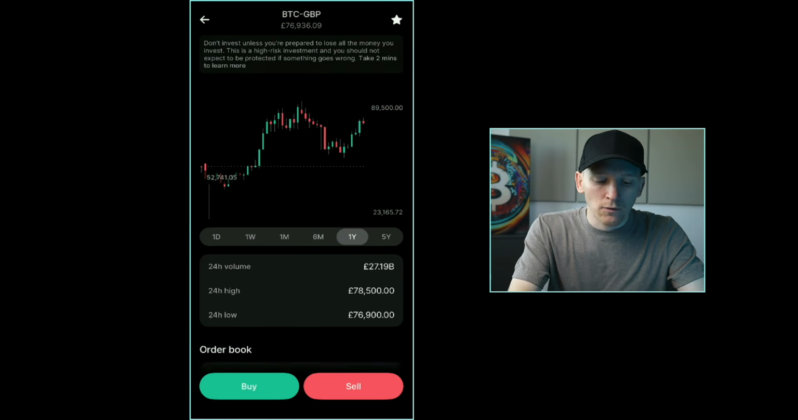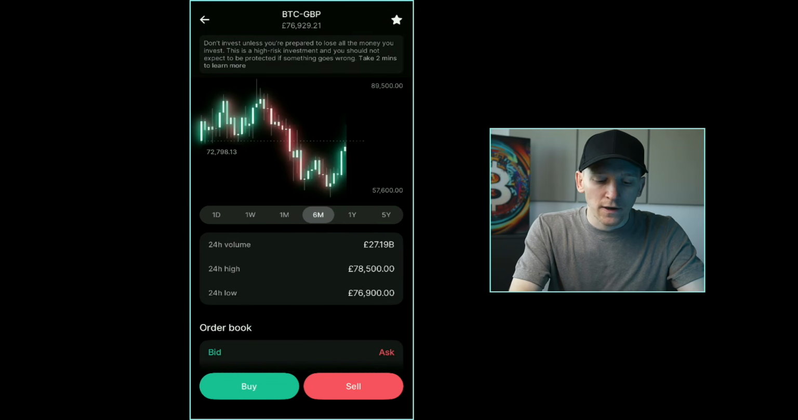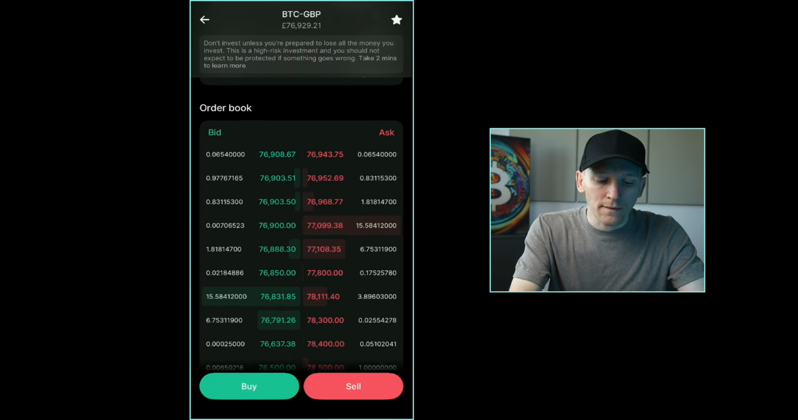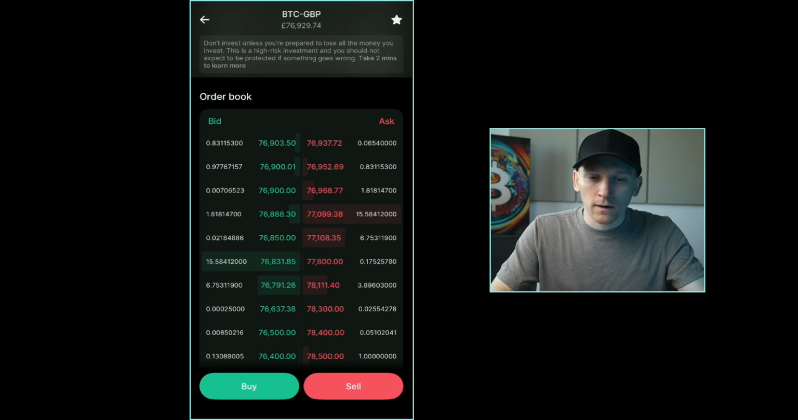Then down here, if we scroll down, we have the chart of the exchange rate over time. And then we have the order book. The order book is everyone showing their orders to the market. On the left-hand side, you have buyers known as bids. They're showing you how much Bitcoin that they want to buy and the price that they're willing to pay. On the right-hand side, you have the ask, also known as the offer. These are sellers. They're showing you how much Bitcoin they have to sell and their price they're willing to take.